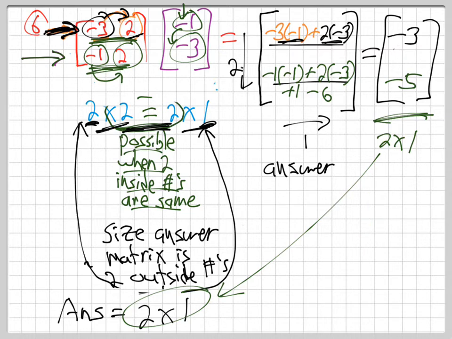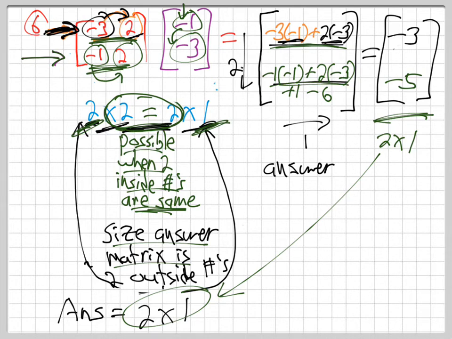So the trick is, let me recap real quick. You got to write out the sizes first. The two inside numbers have to be the same. That gives you the green light, go. You can multiply these matrices. And then set up the size of the answer matrix by looking at the two outside numbers, 2 by 1. So we set up a 2 down, 1 across answer matrix.